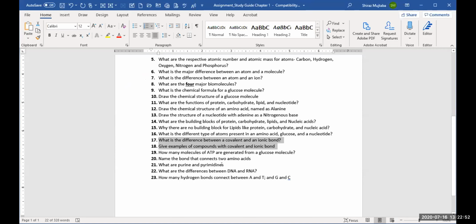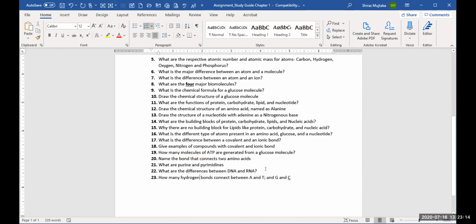Question number 21. What are purines and pyrimidines? I already described this. Purines are adenine and guanine, and pyrimidines are cytosine and thymine in DNA, and cytosine and uracil in RNA.